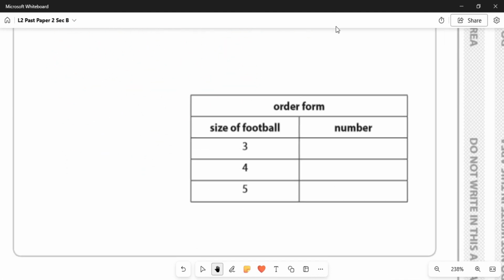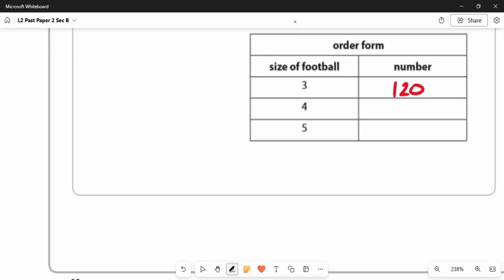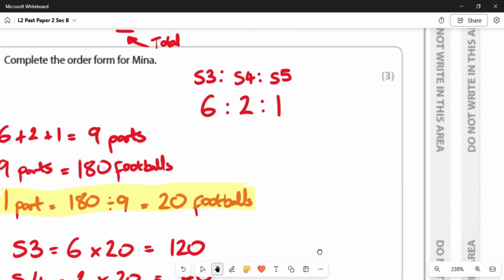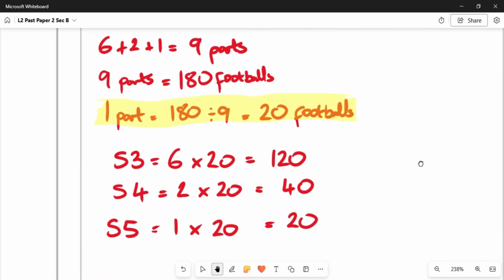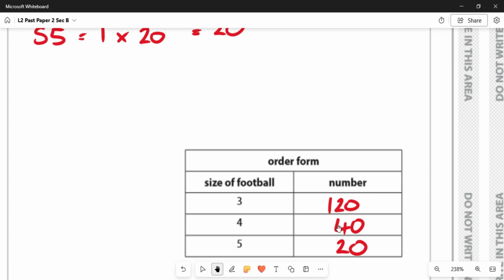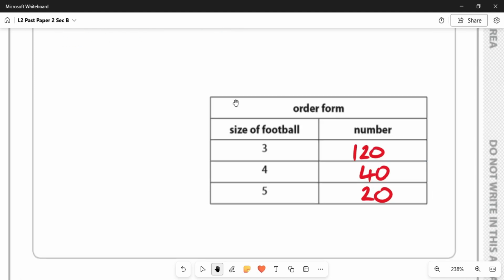Yep, it's a good way of checking that you've done it right. Let's put these on the order form, so it's 120, 40 and 20. There you go. Yep, there's my answer. How many marks was that? 3 marks in total. Obviously you get 2 marks for your working, 1 mark for your correct answers. Let's move on to the next question.